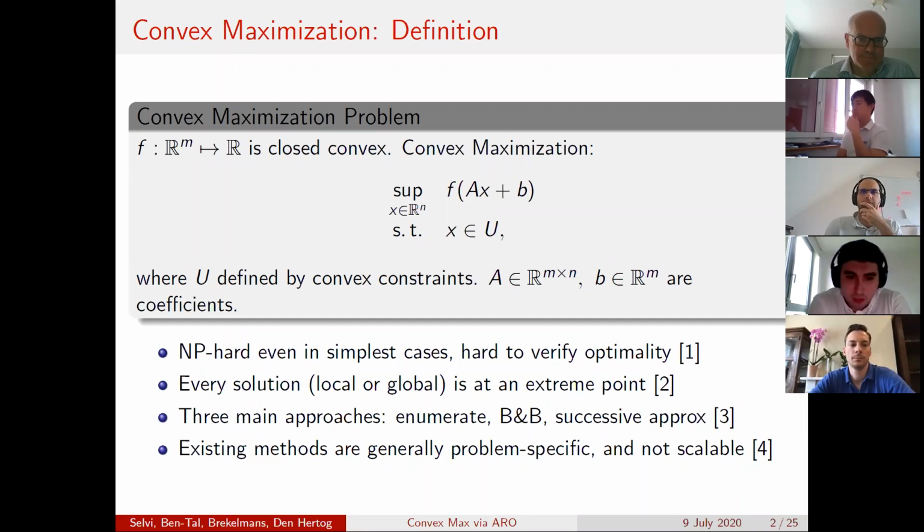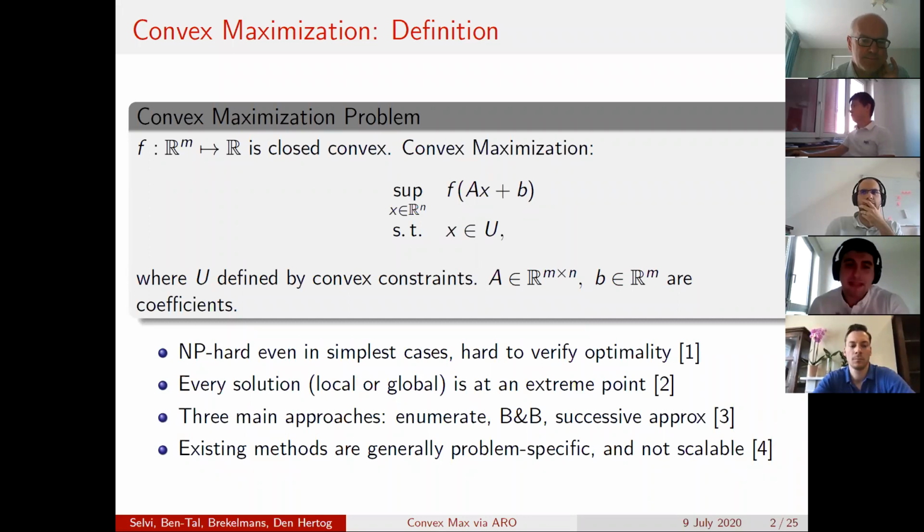But we know that every local or global solution is at an extreme point of the feasible set. That's why one of the main approaches in the literature enumerates the extreme points of the feasible set. But this may not be possible at all. And even if it is possible, it's in general intractable. And the other group of methods solve a branch and bound algorithm. And the last group does successive approximations, where they iteratively solve some lower or upper bound approximation problems.